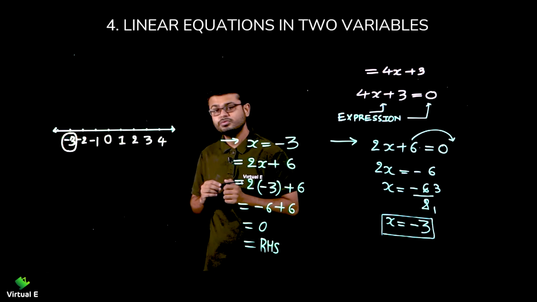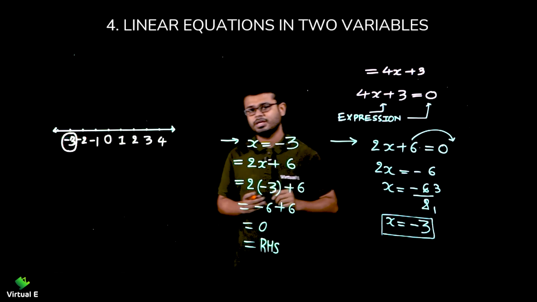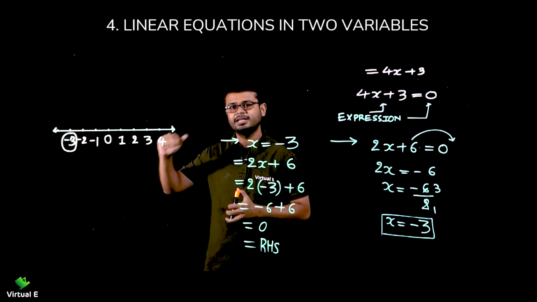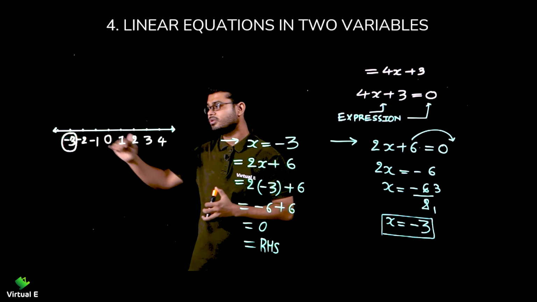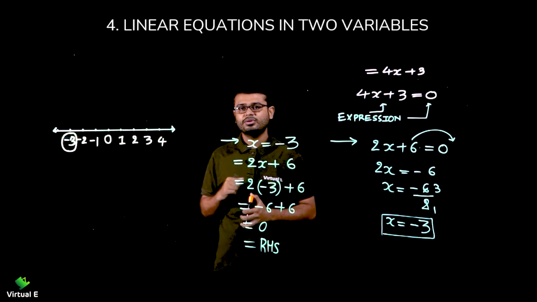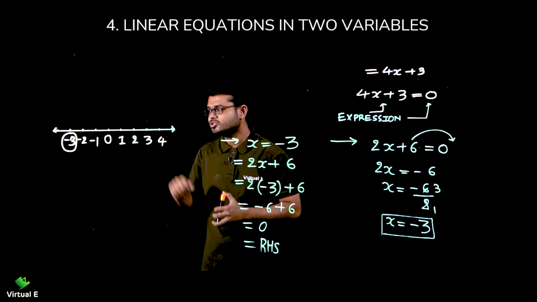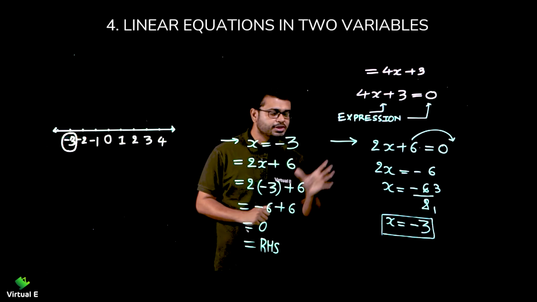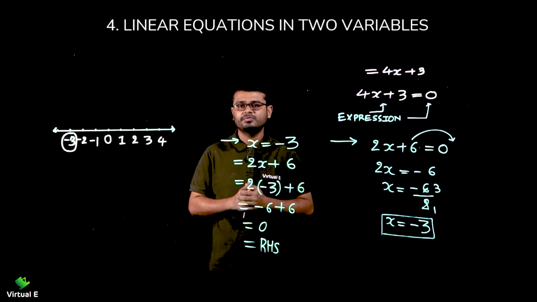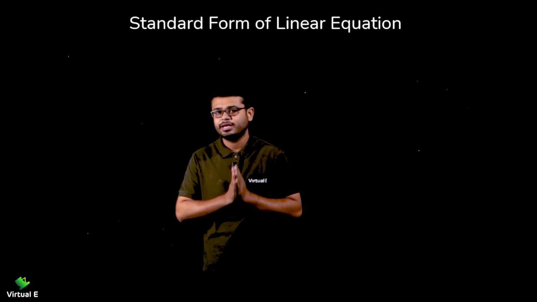Now, when we have two variables, we will have in this kind of equation y as well, a second variable. Here we have only one number line, but in case of two variables we are going to have the x-axis and the y-axis. We already learned in coordinate geometry, right? So we are going to take the help of coordinate geometry to represent the solution of a linear equation in two variables. So let's discuss linear equation in two variables now.